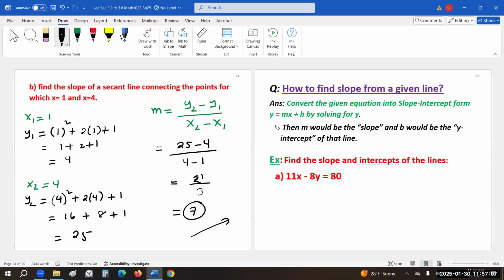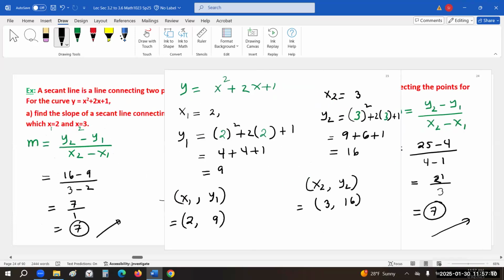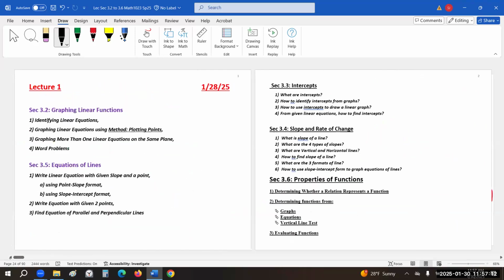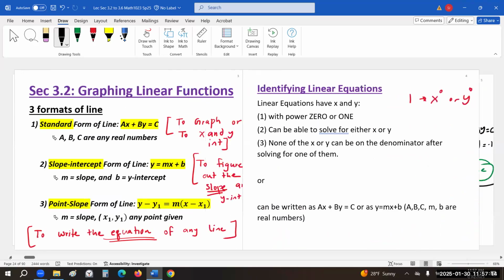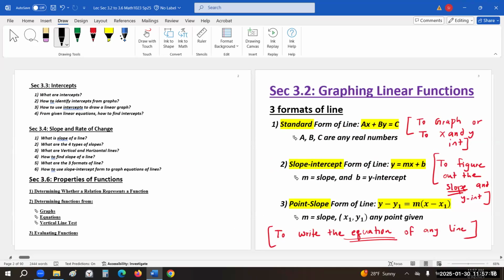In order to figure that out, let me go back to the note here. See, what did I say? The slope-intercept form is useful to figure out the slope and y-intercept.